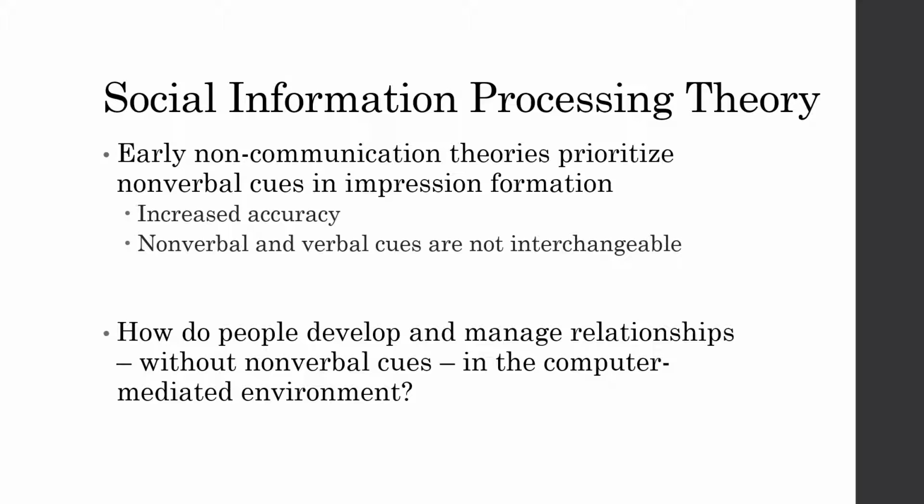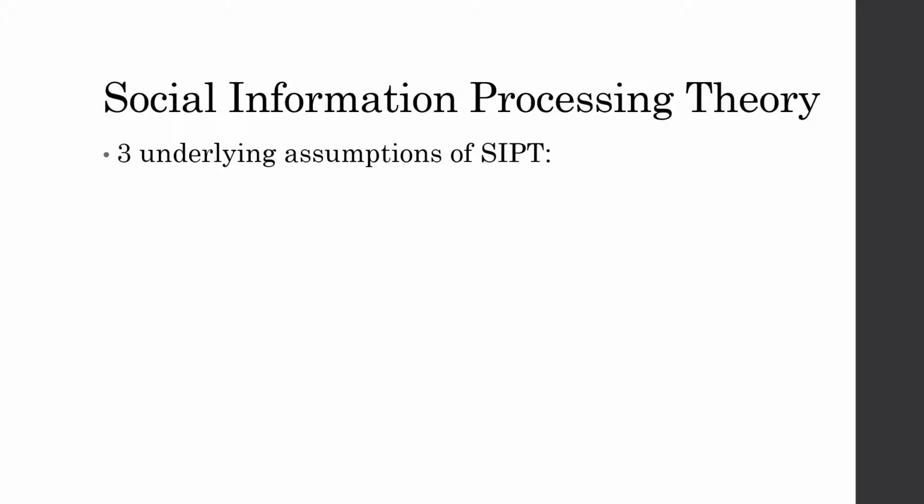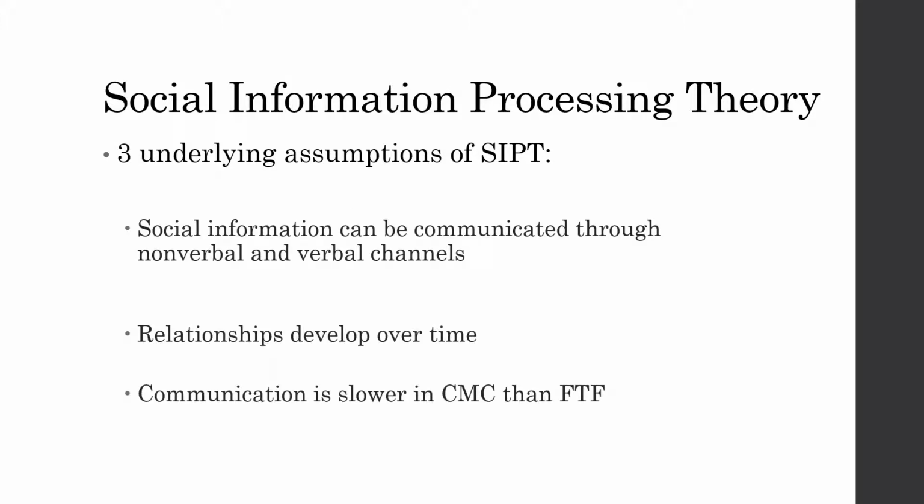So social information processing theory explains how people get to know one another online without nonverbal cues and how they develop and manage relationships in the computer-mediated environment, or just generally the mediated environment, because text messaging would fall under this particular type of communication as well. So we talked about the underlying assumptions of this particular theory. And we talked about one example of using the word "texty" and how just the words people use or the way they communicate in mediated environments can certainly impact impressions that we form of them.